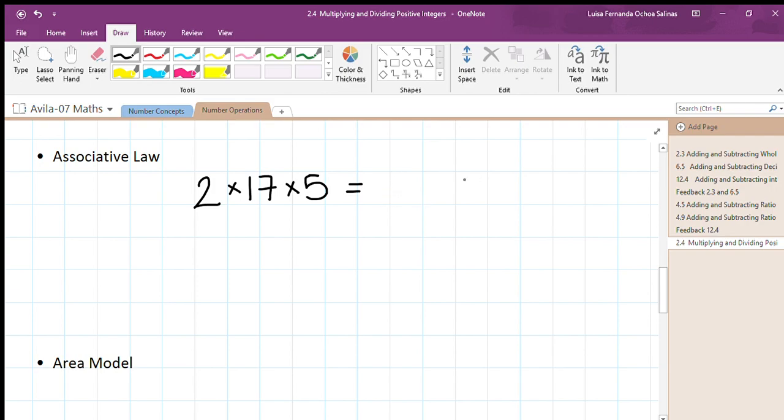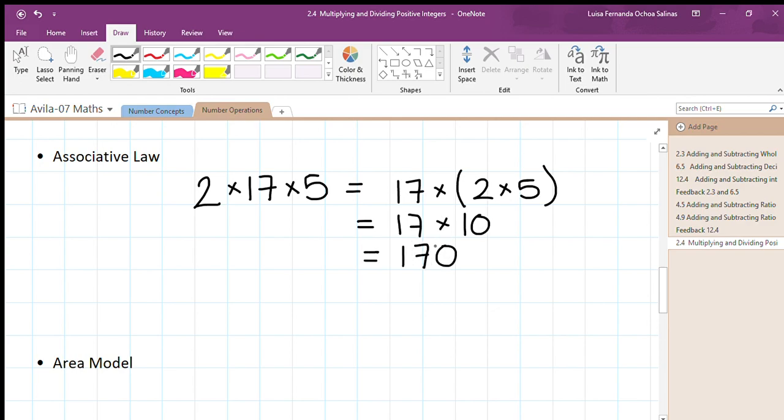I'm going to write it down so you have the process of what I just did. I just said, okay, 17 times, and if I associate 2 times 5, that means that 17 times 10 is going to be 170. So first, I used the commutative law to change the order of these numbers, and then I just associated the multiplication that were easier for me to do.